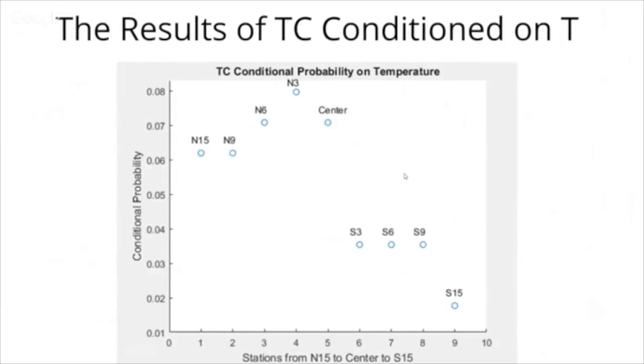The results of the TC conditioned on temperature. As we can see in this graph, the probabilities are highest around 0.79, which is 7.9%, and lowest at around 1.5%. This means that the probability of TC greater than 1,000 conditioned on temperature greater than 19 is not that high, which means that if the temperature is greater than 19, that does not really make a change in the TC or cause a TC to have a greater value. Although there's a weird combination of the points, I don't think there's any relation to them.